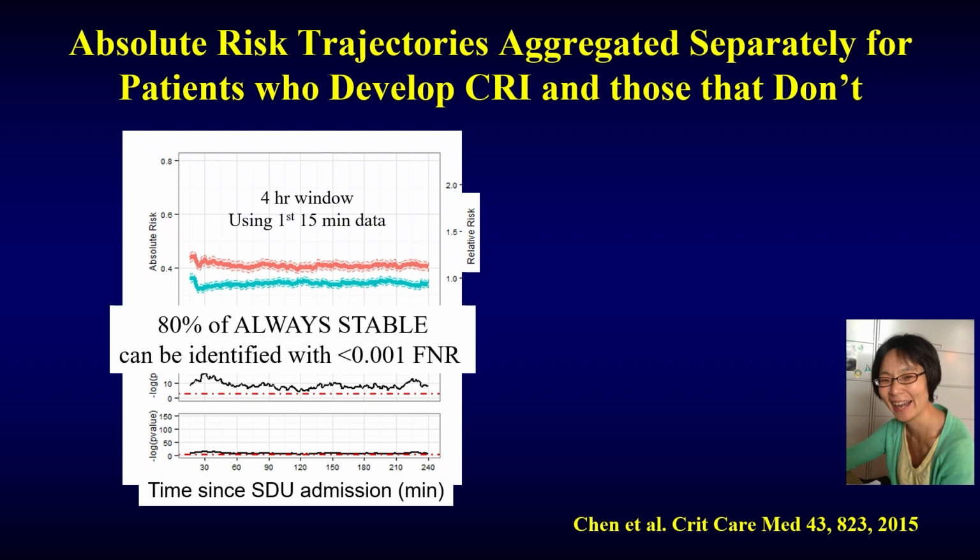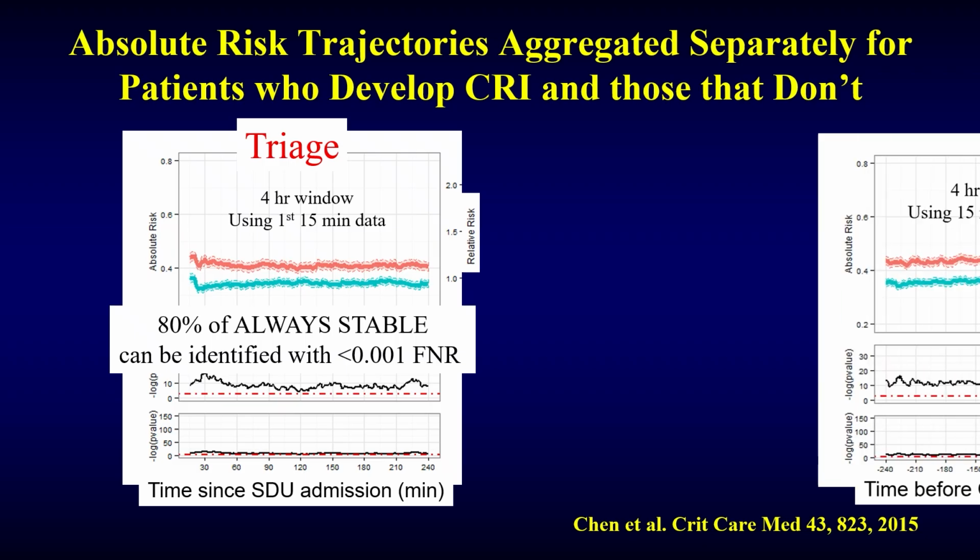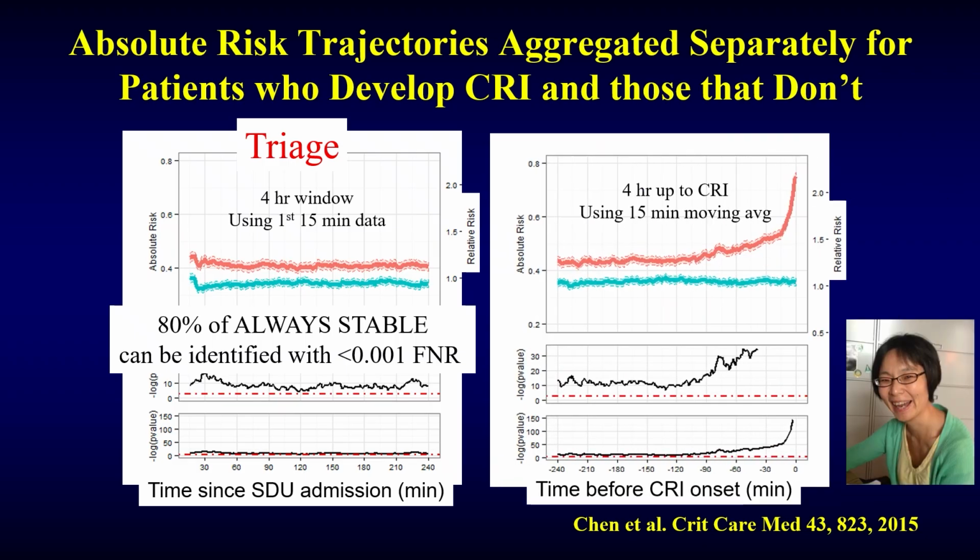80% of the patients who we brought into the hospital, we could identify as never crashing with a false negative rate of 1 in 10,000, meaning we were only wrong 1 in 10,000 times. That's triage. When you look to see what happened to them as they then crashed, clearly they were getting unstable much more as they went towards the moment of crashing, but of course they were already unstable before.